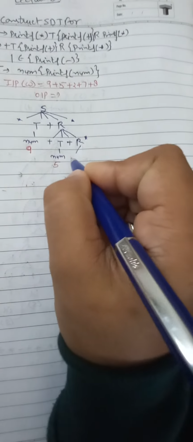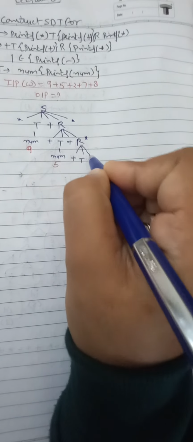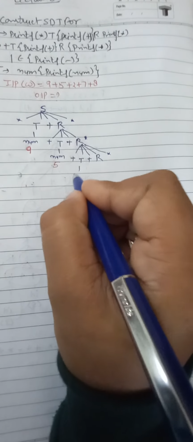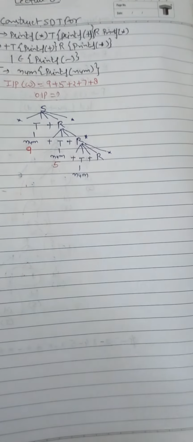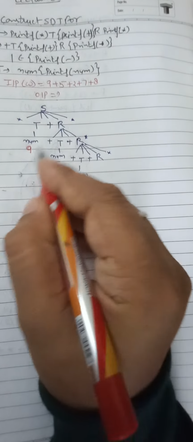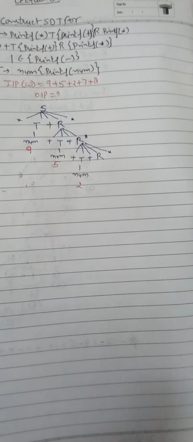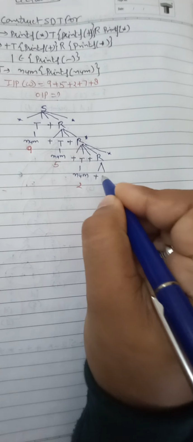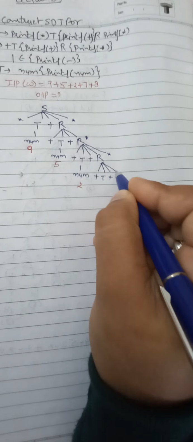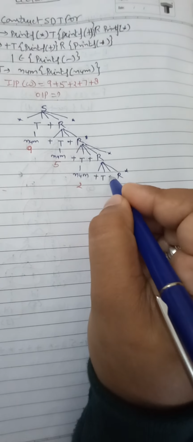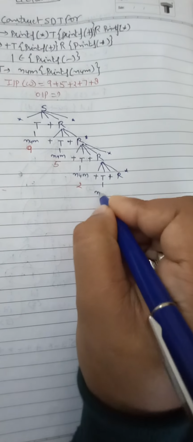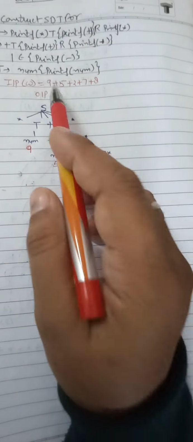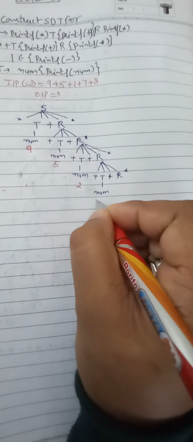Again in a similar way we will do the same thing for this. So we will write plus T plus R and multiplication. So in this respect num we will get, and we will get 2. So 9 plus 5 plus 2. Again we will do the same thing, plus T plus R and multiplication, and this is num. So we will get 7 here because next is 7. 9, 5, 2 and 7.